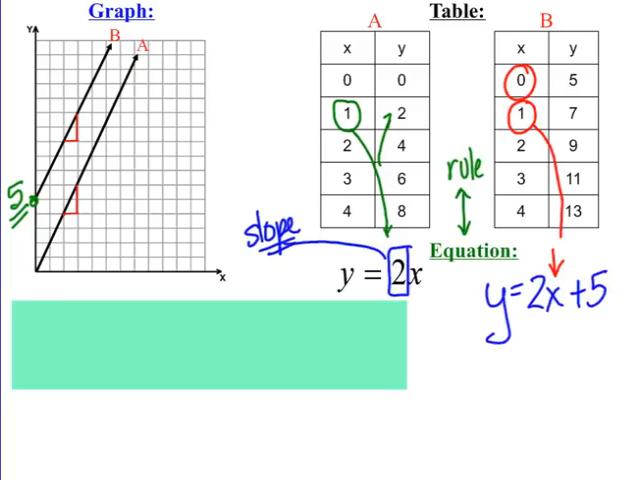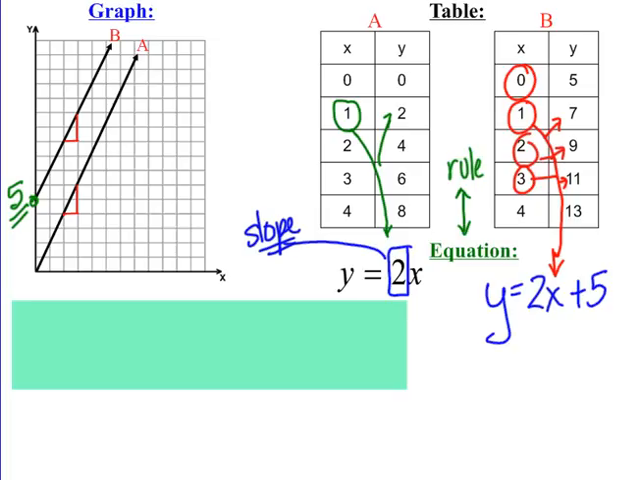If I put a 1 into this rule, 2 times 1 is 2, 2 plus 5 is 7. I can try it again with 2. 2 times 2 is 4, 4 plus 5 is 9. And we see that this rule is applying. I can put a 3 into there. 2 times 3 is 6, 6 plus 5 is 11. So this rule is working for us.